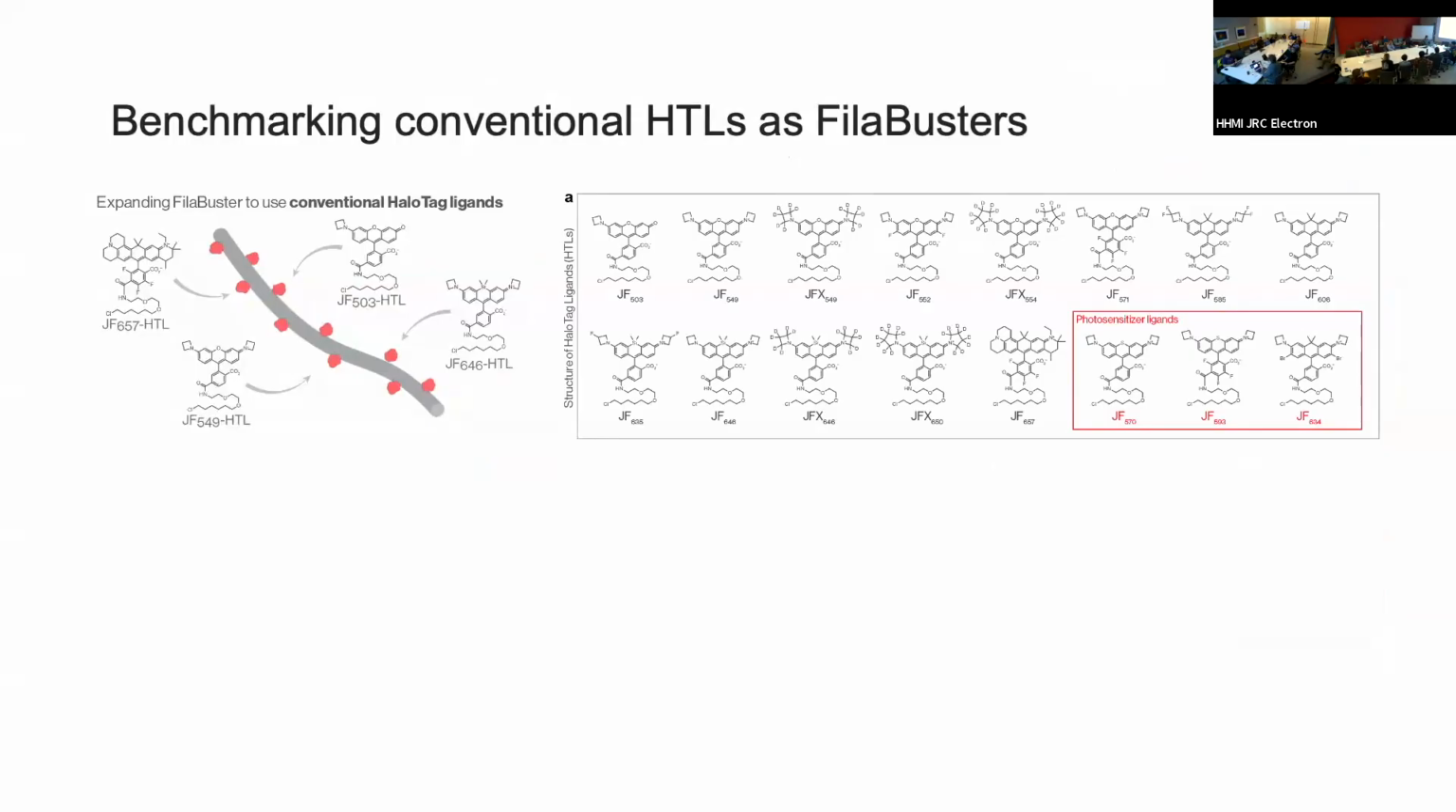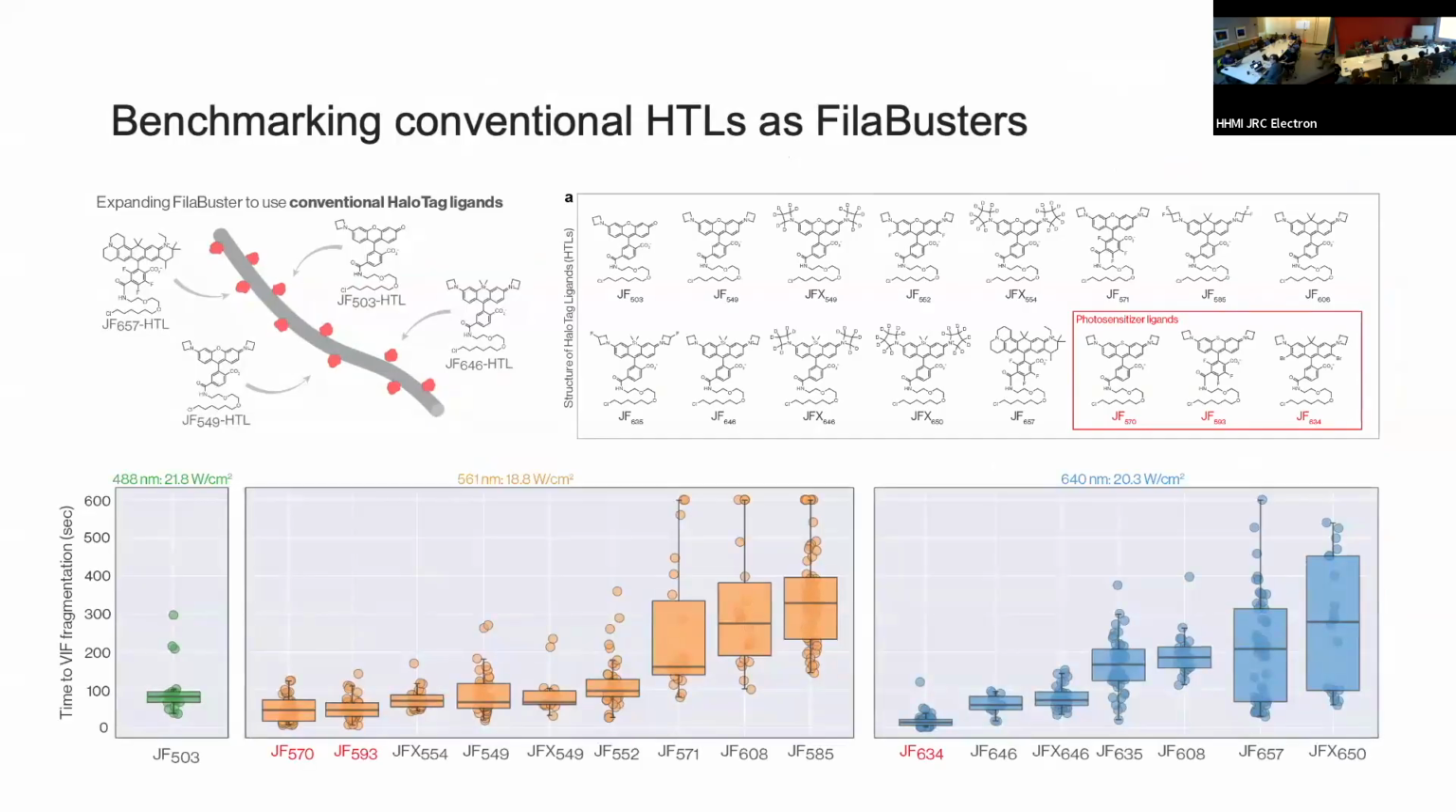Those indicated in red are designed as photosensitizers. Those indicated as black are not. They're just bright, stable Halo tag ligands. And we tracked the number of cycles of illumination that was required until we saw IF disassembly.